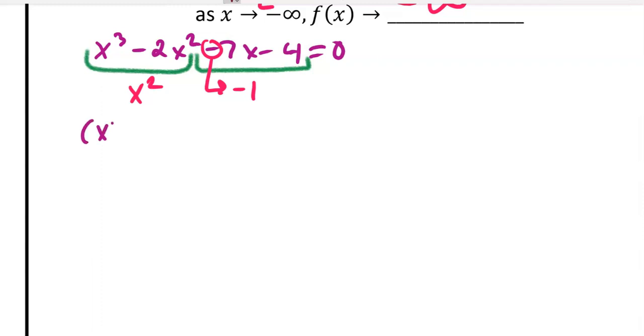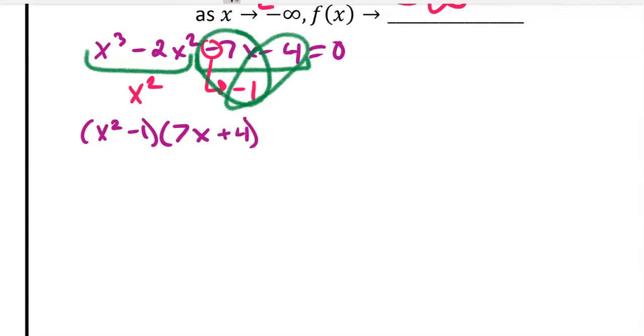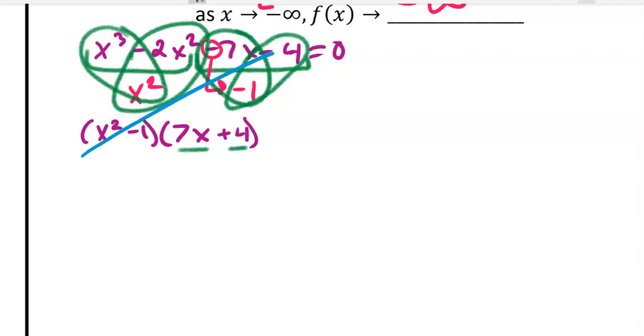So our first set of parentheses will be x squared minus 1. Let's see, when we divide negative 7x divided by negative 1, we're left with 7x. When we divide negative 4 divided by negative 1, we're left with positive 4. Okay, let's check the left side and make sure it matches. X cubed divided by x squared, is that 7x? No. Negative 2x squared divided by x squared, is that 4? No. So this cannot be factored by grouping. Actually, I'm just going to cross this one out.